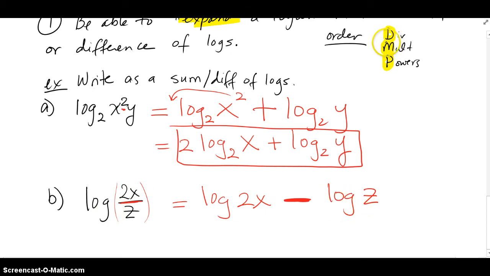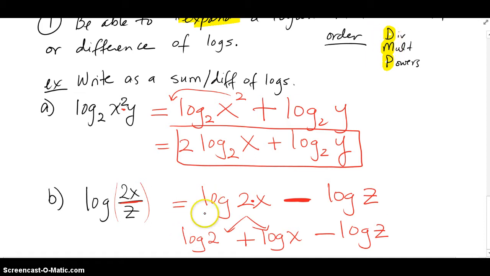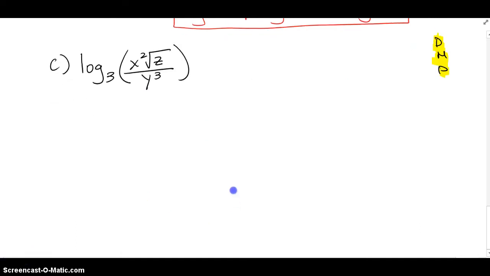Then I go back through my list for each argument. Here's my first argument. Is there division? Nope. Is there multiplication? Yes. If there's multiplication, open it up as a sum. Log base 10 of 2 plus log base 10 of x. Go to your next argument. No division, no multiplication, no powers, you're done with that piece. So log base 10 of z, and none of these operations are left, so we must be done, and this is fully expanded. Alright, let's look at the next one.